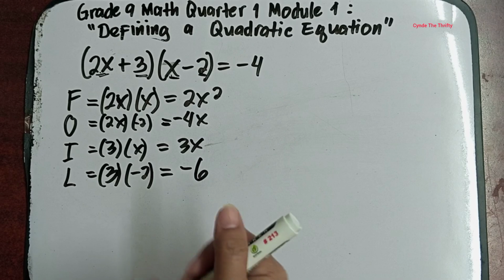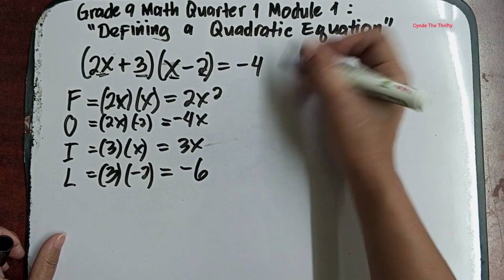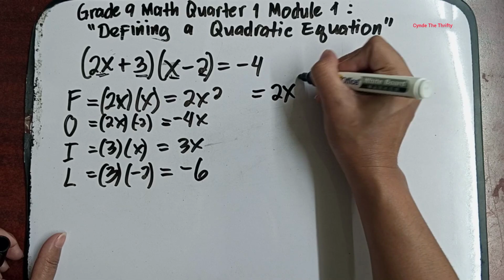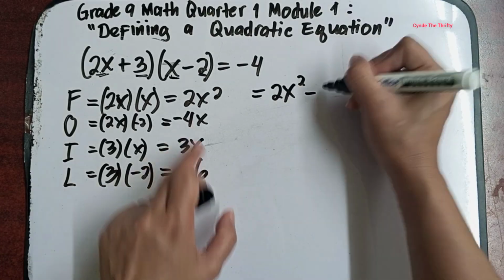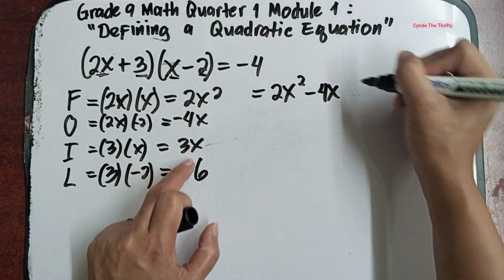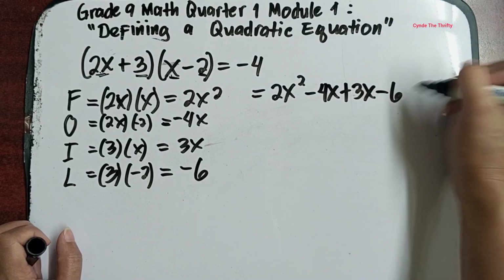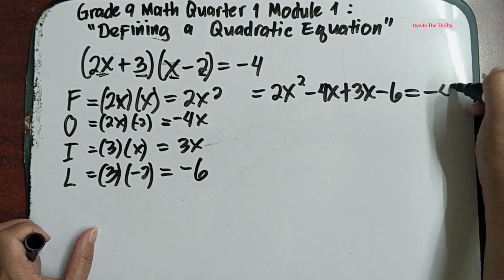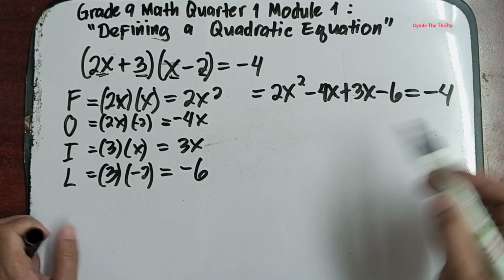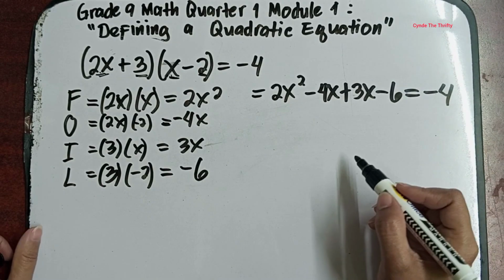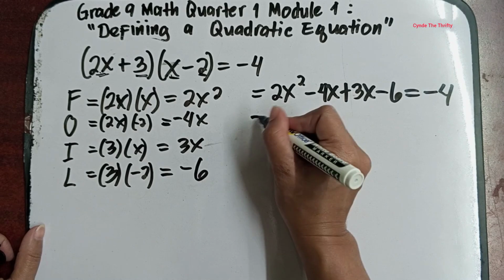So, ngayon is i-arrange na natin siya. So, magiging 2x squared minus 4x plus 3x minus 6 is equal to negative 4. Okay, so ito na yung bagong equation natin. So, gawin na natin siyang standard form. I-simplify lang natin. So, i-combine natin yung mga like terms.